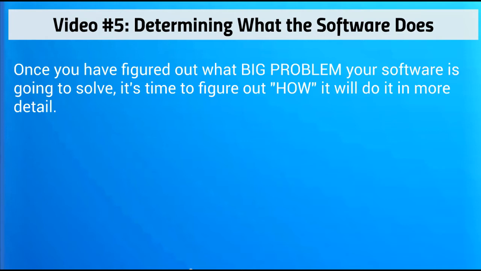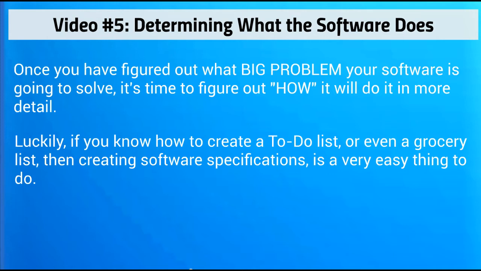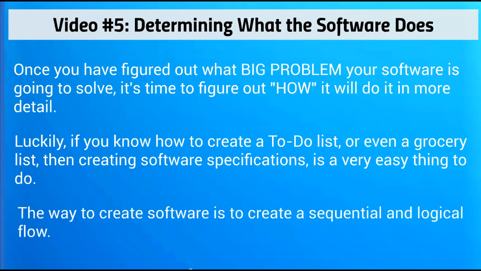So in the previous video, we figured out what the solution was, basically how frustrated your consumer would be with the problem and how happy they would be with the problem solved. So now we need to dig deeper further and create what we call a to-do list. And if you've created grocery lists, to-do lists, then creating software specifications is actually very, very similar. And it's actually a very easy thing to do once you have figured out what kind of problem it'll solve and how it will go about doing that. And that's what we're going to do in this particular video.